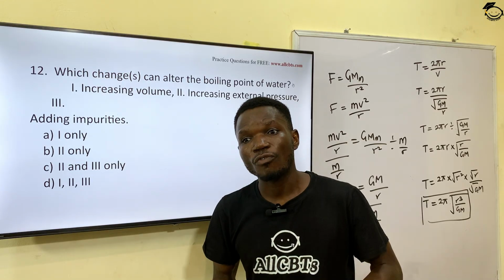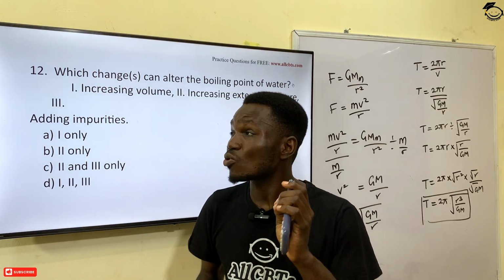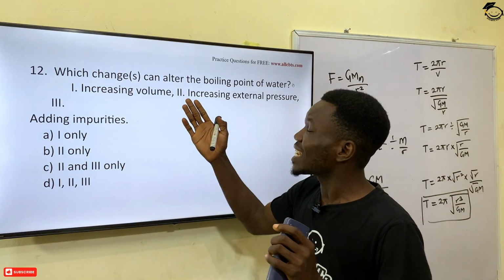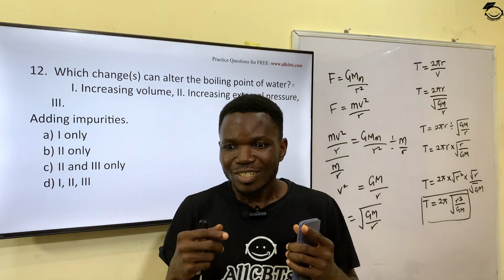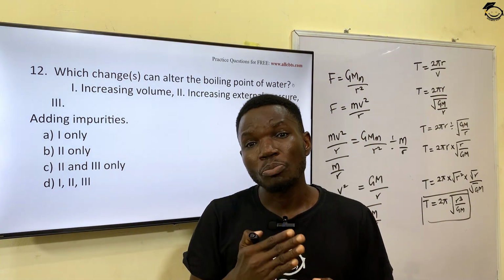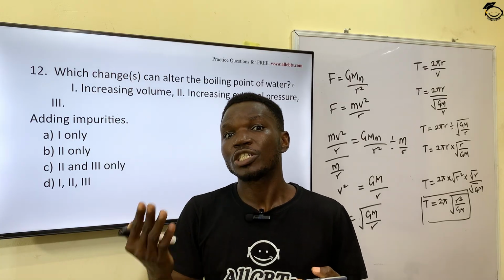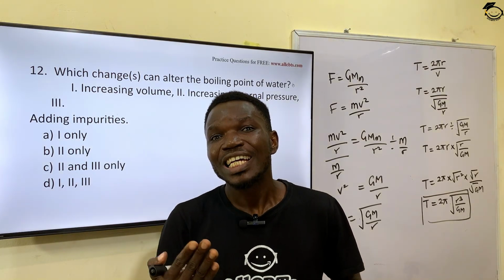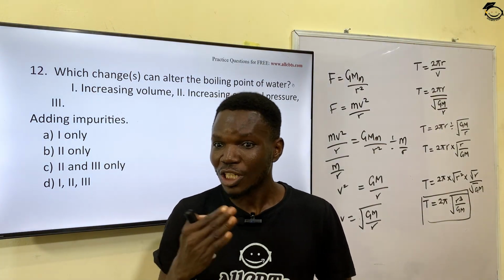Now, when you increase the volume of water, the only thing that is going to change is not the boiling point, but the time it takes water to boil. So it is not going to change the boiling point from 100 degrees Celsius to any other boiling point when you increase the volume of the water. If you continue adding more water, it's going to extend the time it will take the water to boil, but it's not going to change the boiling point.